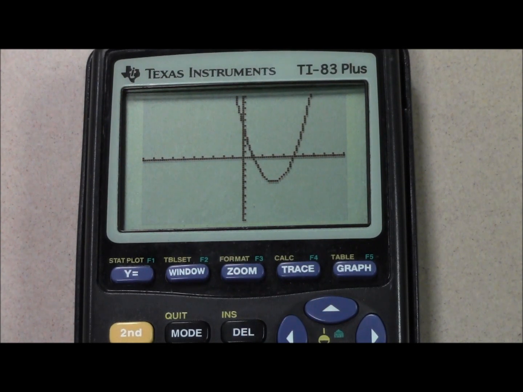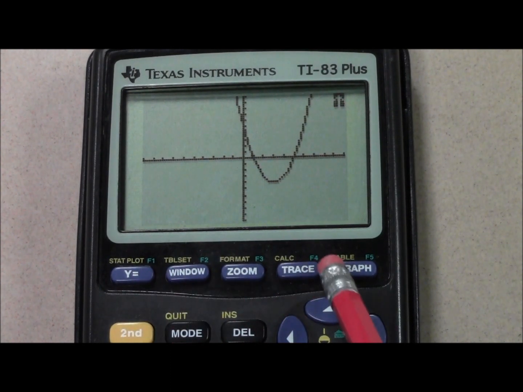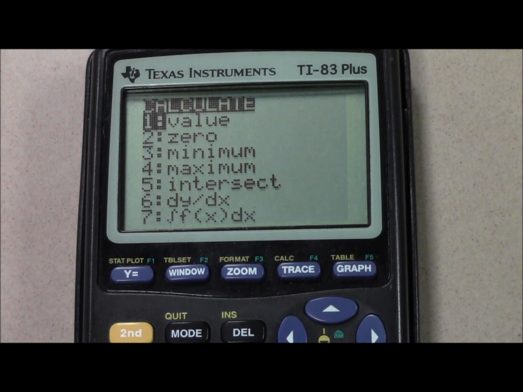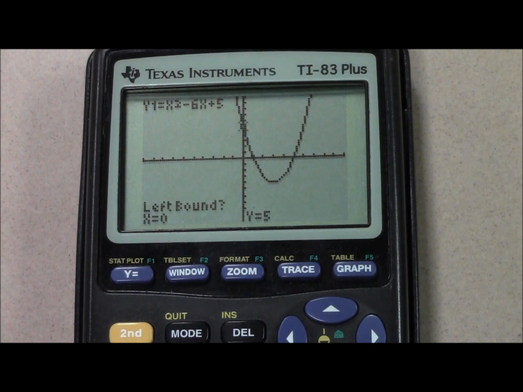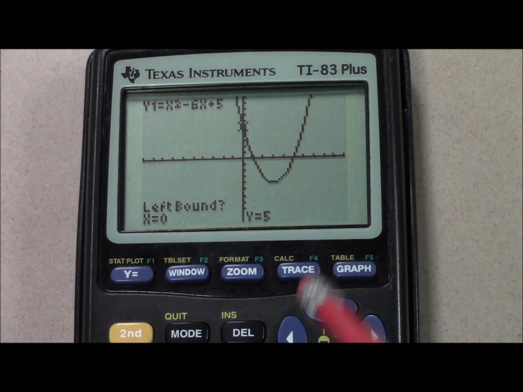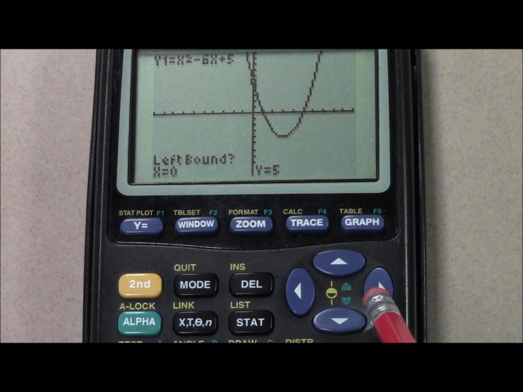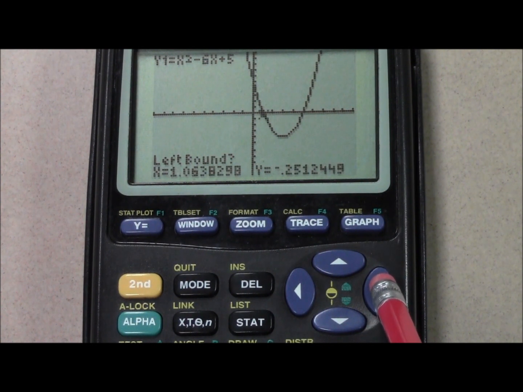Okay, the vertex on this calculator can be found by pushing your second button and your trace button, which gives you the calculation. Now on this parabola, we noticed that the U went downwards, so it has a minimum point. So we go down and we choose option 3 for minimum. Okay, we come back on your screen and you've got a blinking cursor here, and that can be followed. You can follow that along the curve by pushing your left and right arrow keys. So if I push this arrow key, you can see that the cursor moves down along the parabola.